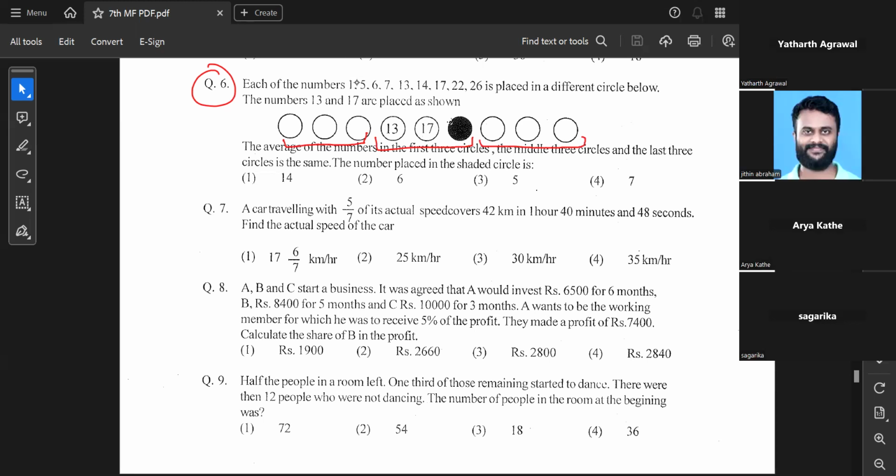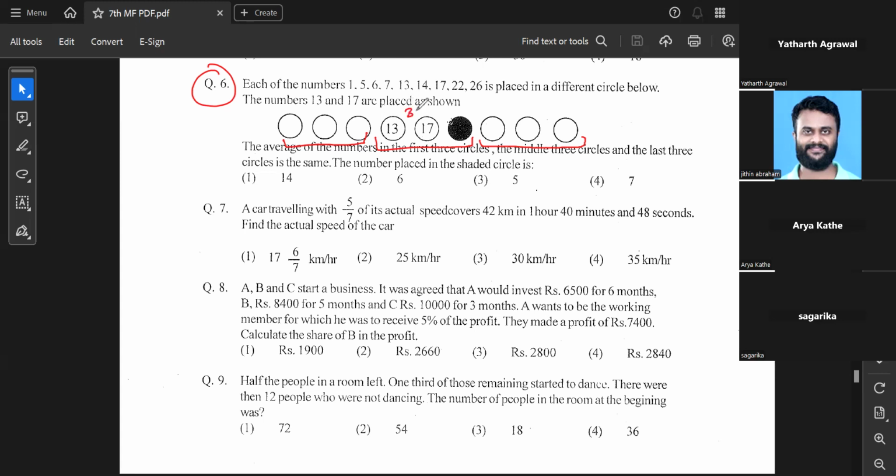Yatharth, tell me. Yes, sir. So I added 17 plus 13, so I got 30. Then 30 plus 1 is 31, so it's not divisible by 3. Then 30 plus 5, then 30 plus 6. So I did it like that. Okay, okay. Now let me explain.